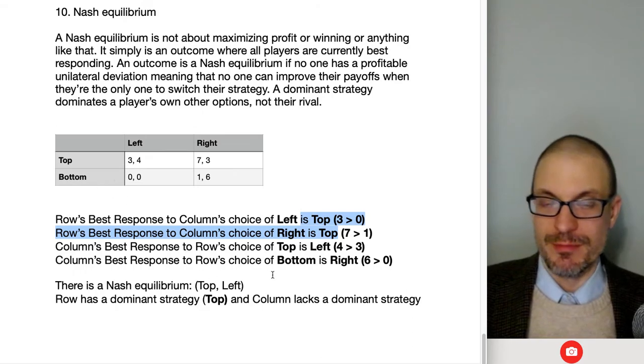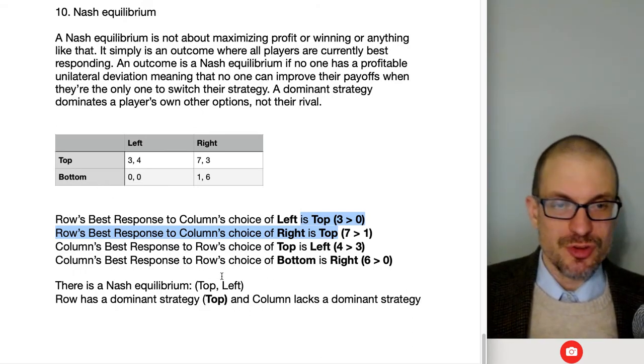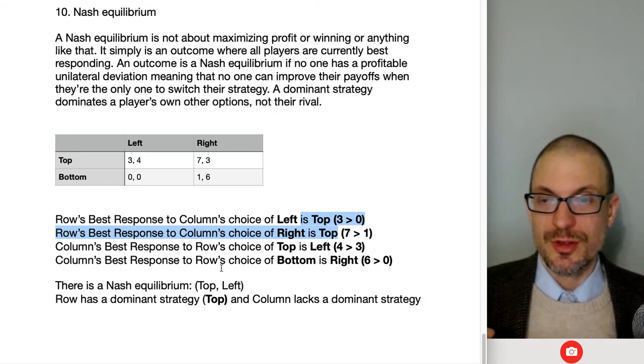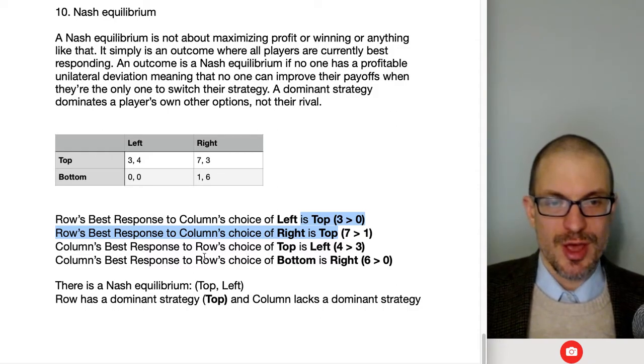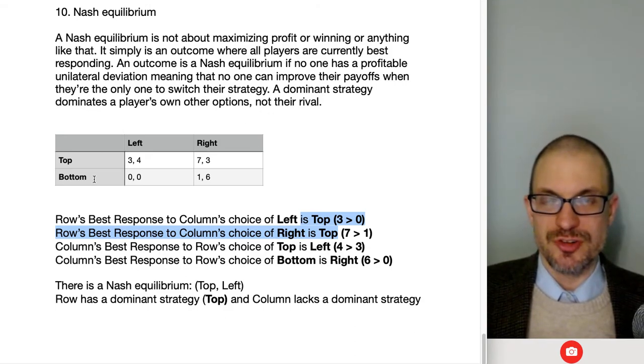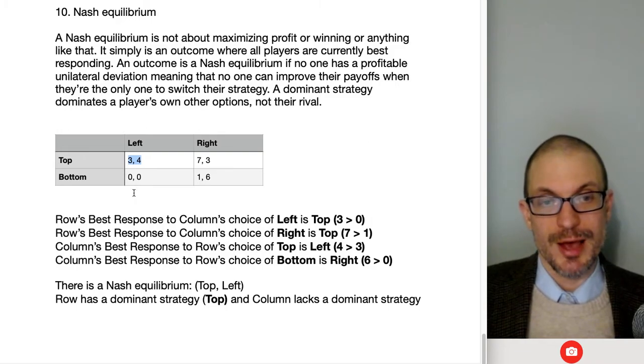So top is better than bottom here, right? So we have a dominant strategy, and therefore we know that's actually part of any Nash equilibrium. That's an important result: if a player has a dominant strategy, in this case top, it's got to be part of any Nash equilibrium. Sure enough, it is, because the equilibrium is top left.